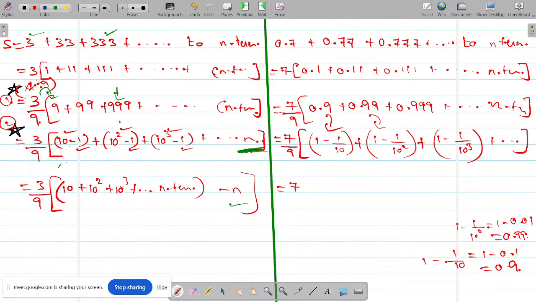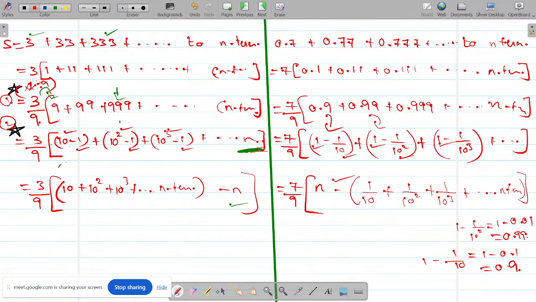The same thing happens over this side also. 7 by 9. I'll group now. Here grouping will start from 1, 1, 1 and so on. So shall I write this as n? How many ones will be present? N number of ones will be present. So n minus 1 by 10, 1 by 10 squared. So I open a bracket, 1 by 10 plus, why plus? Because I'm taking a common minus outside. So 1 by 10, 1 by 10 square, 1 by 10 cube. How many terms? N terms.